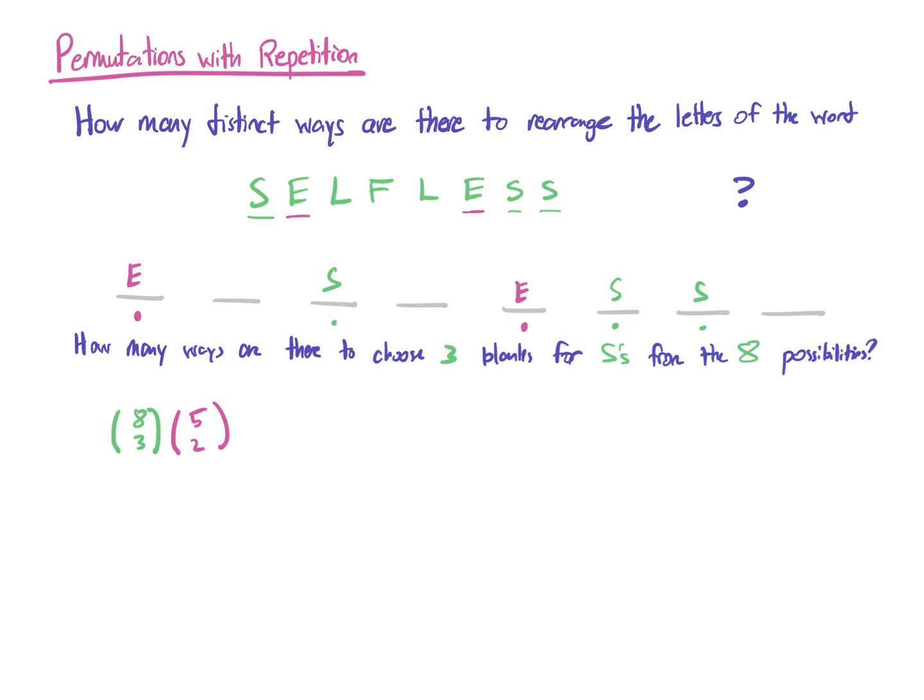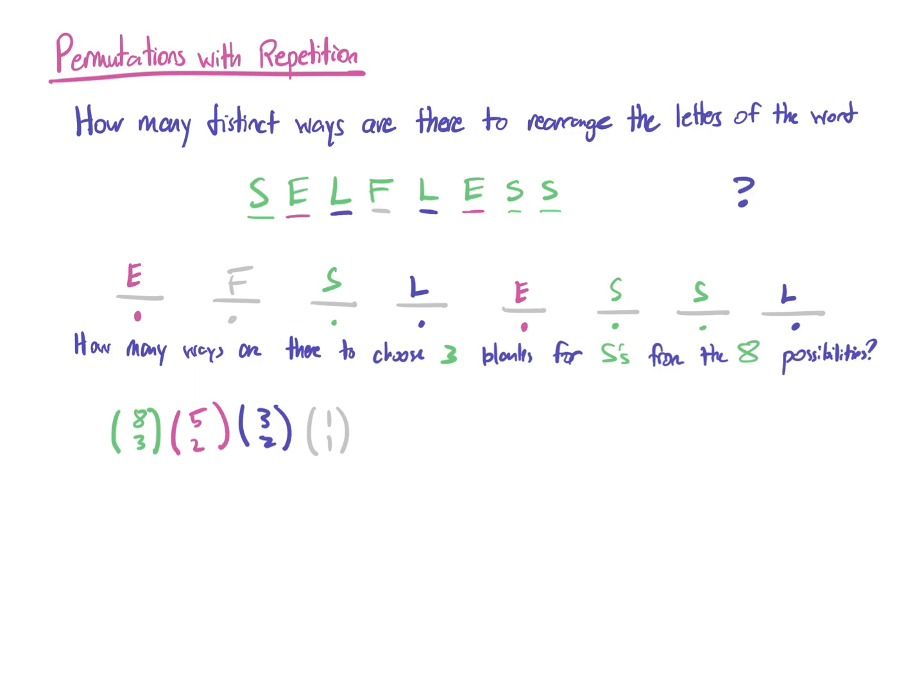Then, I'm not done, I have 2 L's to place down. L, L. Okay, I have 3 spaces remaining. Maybe I choose this one and this one. So I fill in L, L. And I made a choice of 2 things from a set of 3 things. And then finally, here's my F. There's only one place for it to go, F. And so I needed to pick 1 from a set of 1 possibility. And this is my answer.